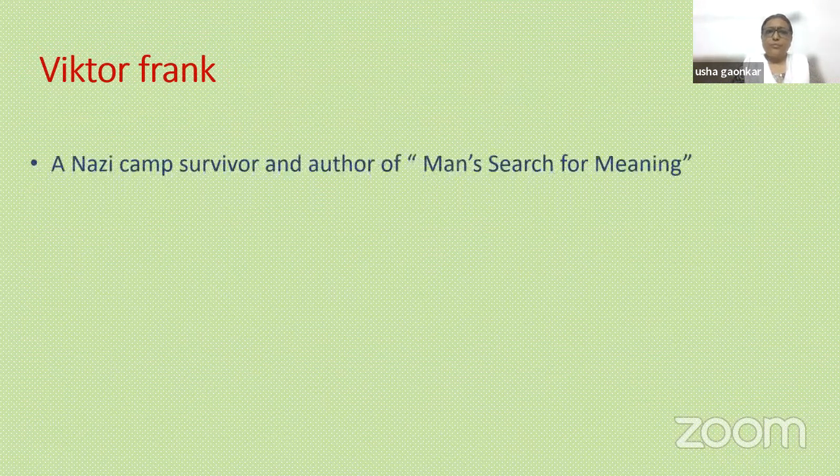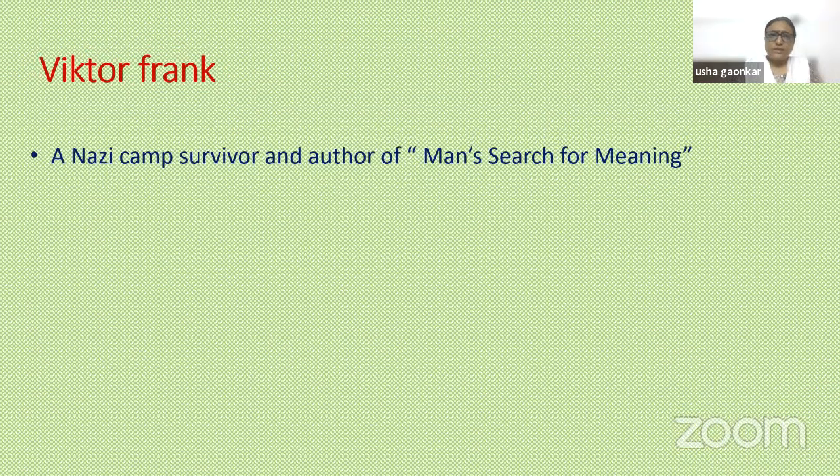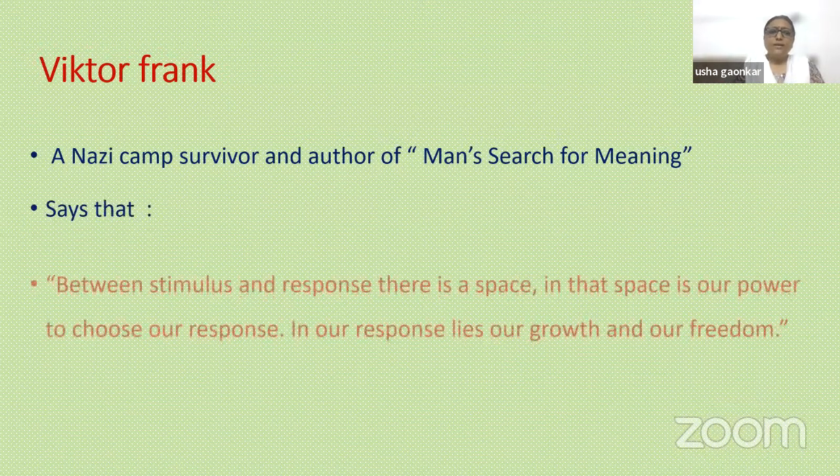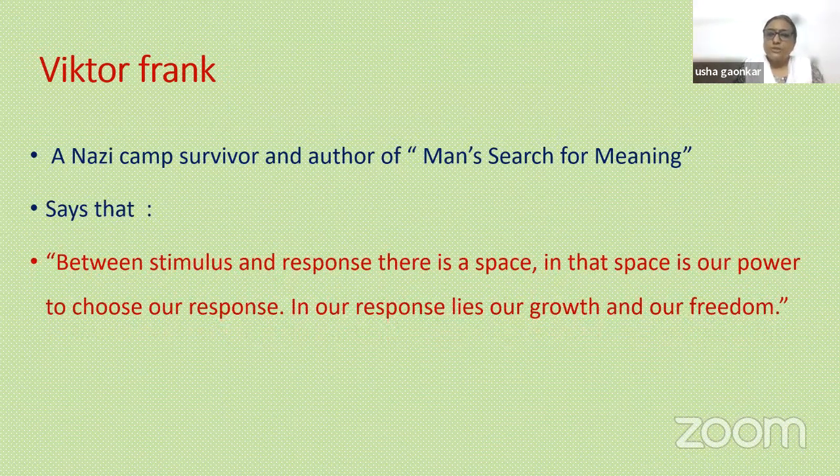So there is a person called Viktor Frankl. He's a Nazi camp survivor and author of a book called Man's Search for Meaning. He says that between stimulus and response, there is a space. In that space is our power to choose our response. In our response lies our growth and our freedom. I really loved this particular statement. That's why I put it up in red today.